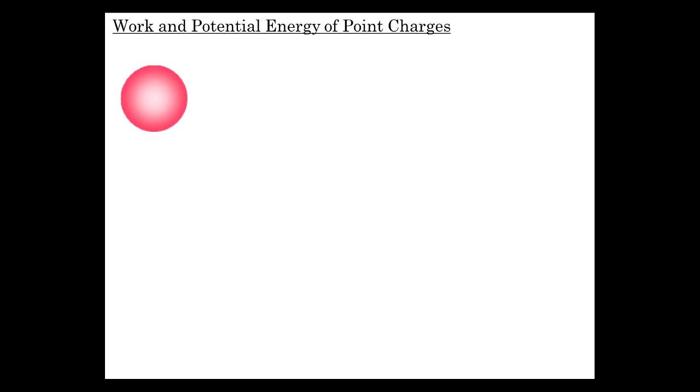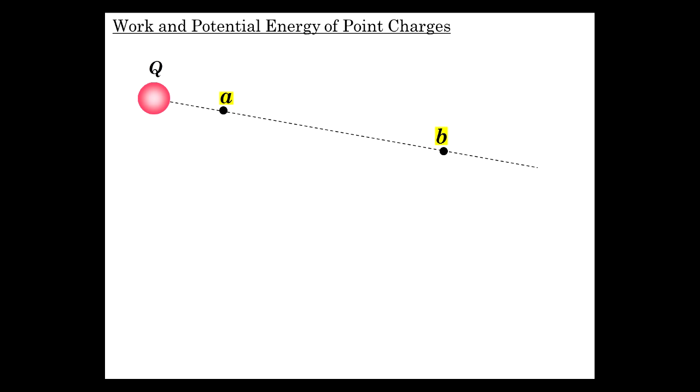Let's now apply our fundamental definitions of work and potential energy to point charges. So we'll start with big Q. Big Q here is a charge that's producing an electric field that emanates radially outward from Q. We're going to consider a radial line here, and two positions A and B. So we have radius A and radius B.